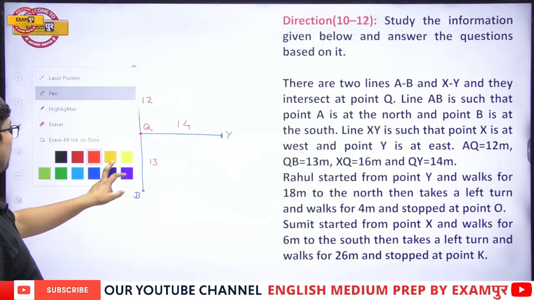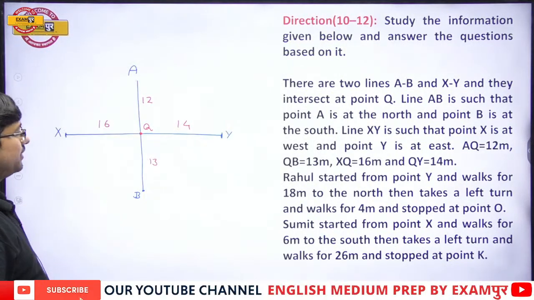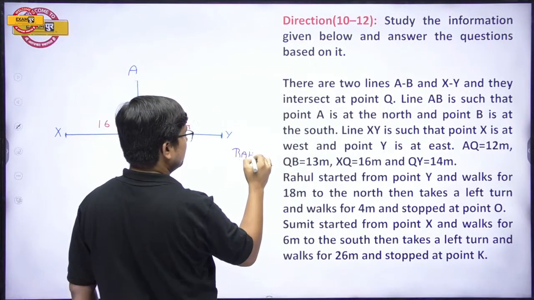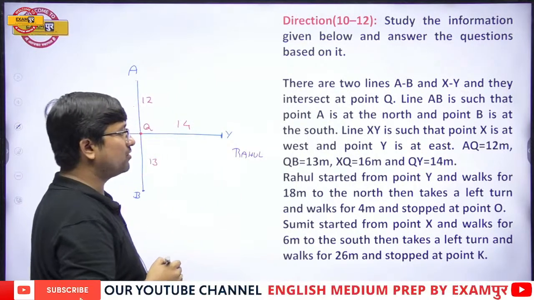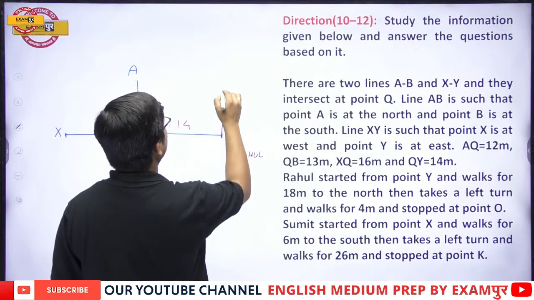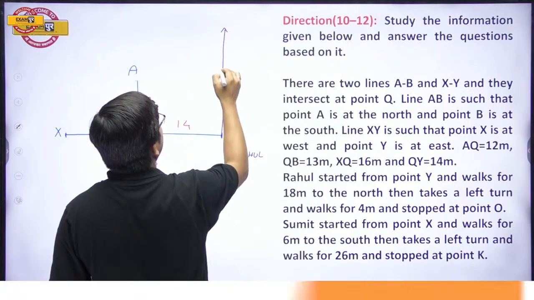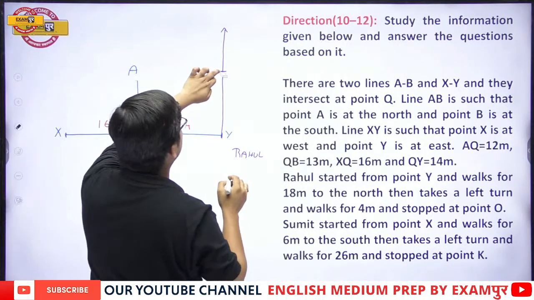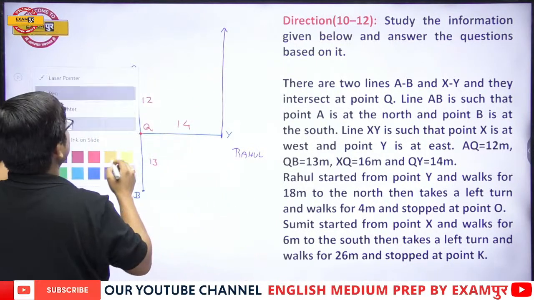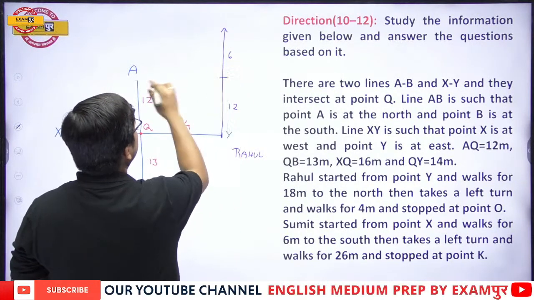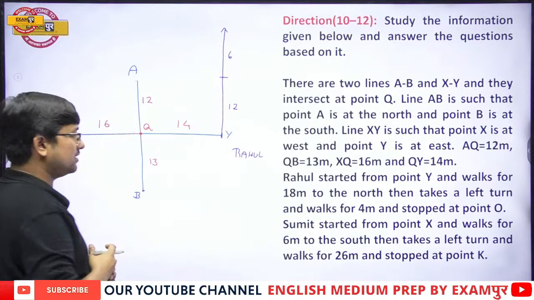Next, my dear students, it is telling you that there is a person by the name of Rahul, who started from point Y and walks 18 meters towards the north. Now, very important: if this is 12, then this is also 12, and this is 6, that is 18.